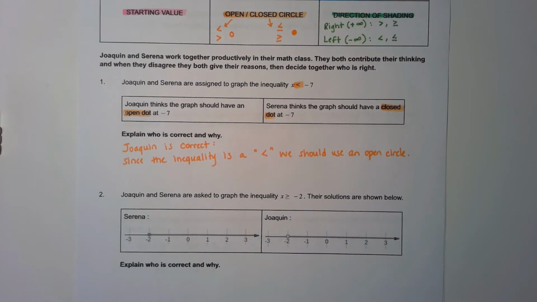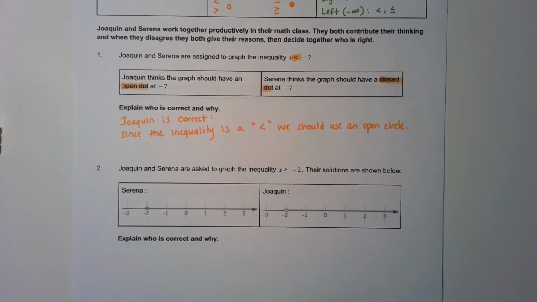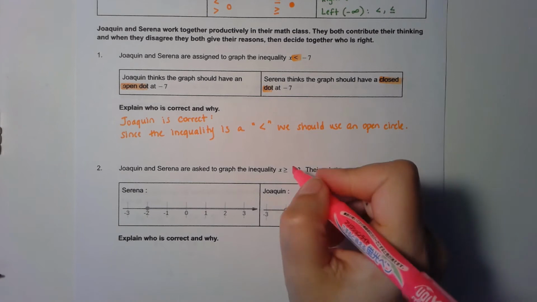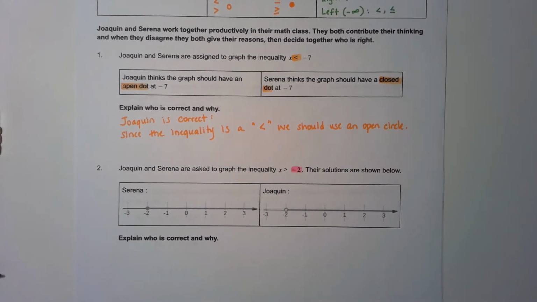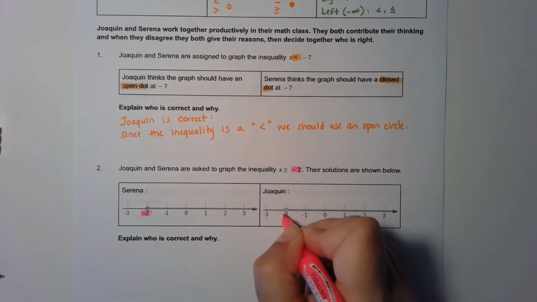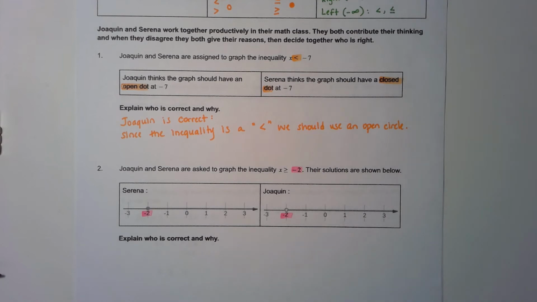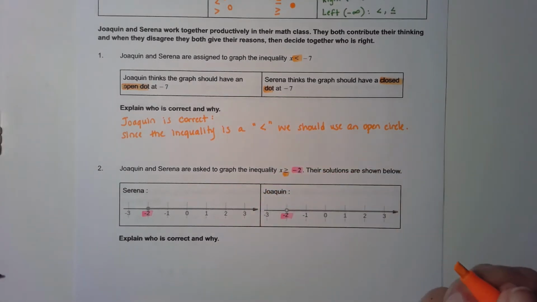Next, it says Joaquin and Serena are asked to graph the inequality x is greater than or equal to -2. Their solutions are shown below. Explain who is correct and why. The first thing we should check is, did they graph this on the correct number? That's the starting value. My starting value is -2, and both of these graphs start on the -2, so that's good. The second thing that we should check is, did they use an open or a closed circle correctly? In this case, because there's a little underline, there should be a closed circle.